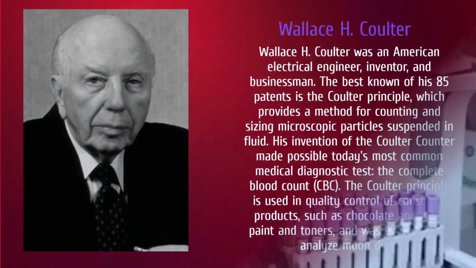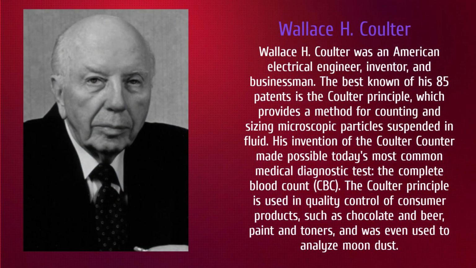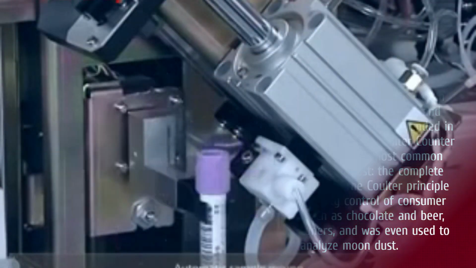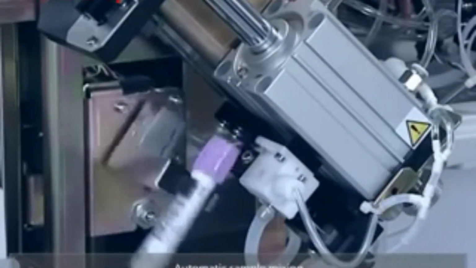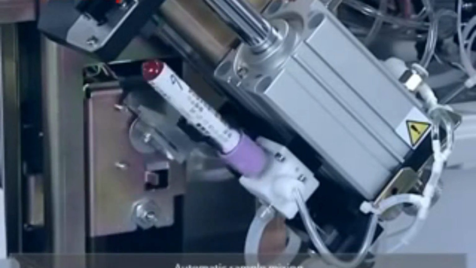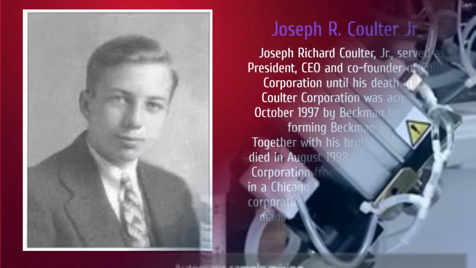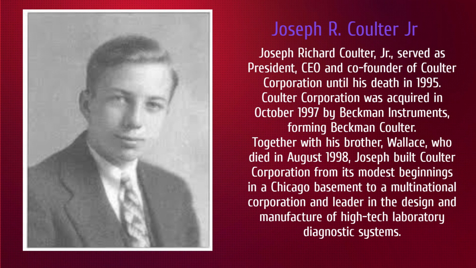In the late 1940s, Wallace H. Coulter, motivated by a need for better red blood cell counting methods following the bombing of Hiroshima and Nagasaki, attempted to improve on photoelectric cell counting techniques. His research was aided by his brother, Joseph R. Coulter, in a basement laboratory in Chicago.